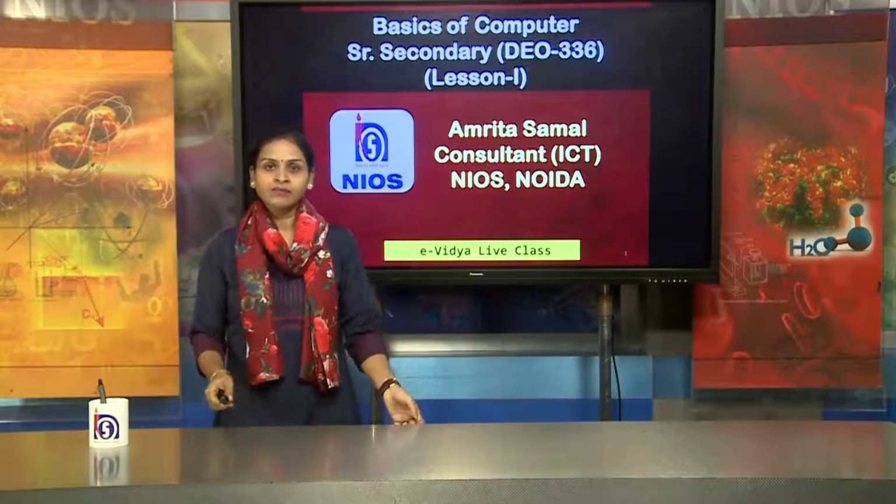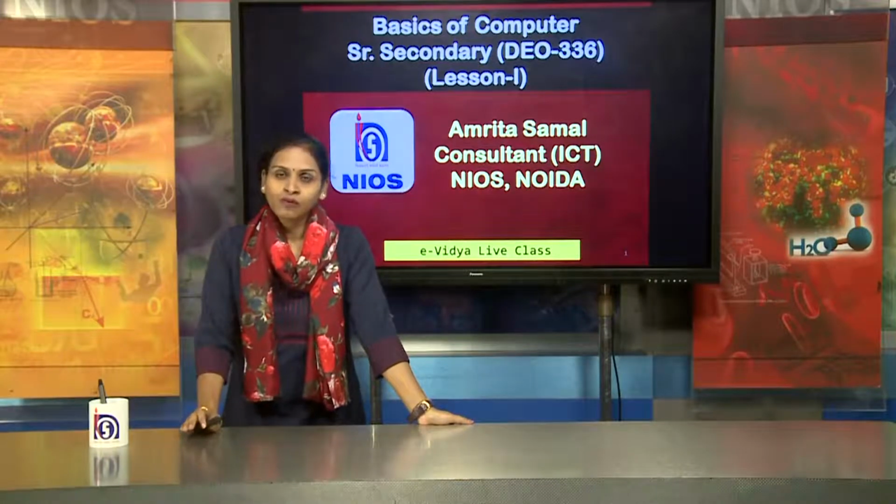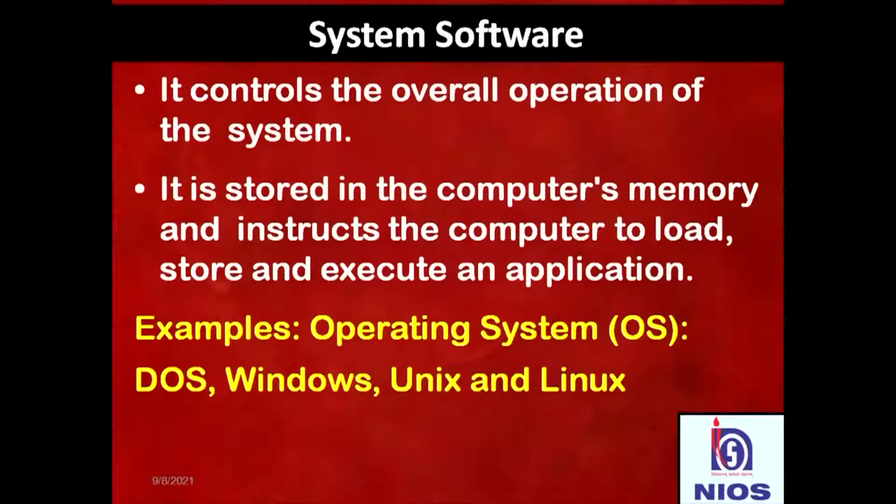So, let us discuss system software. System software controls the overall operation of the system, and it is stored in the computer memory. It instructs the computer how to load, store and execute an application. The best example of system software is the operating system. We have many examples of operating systems such as DOS, Windows, Unix, Linux, Macintosh and many more.